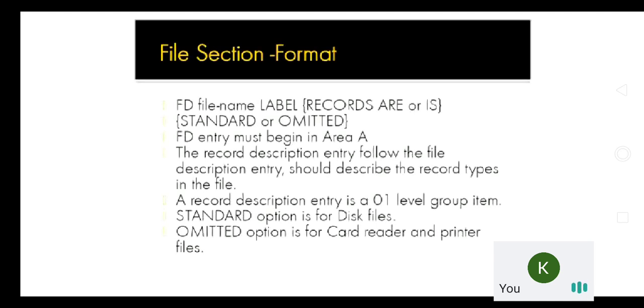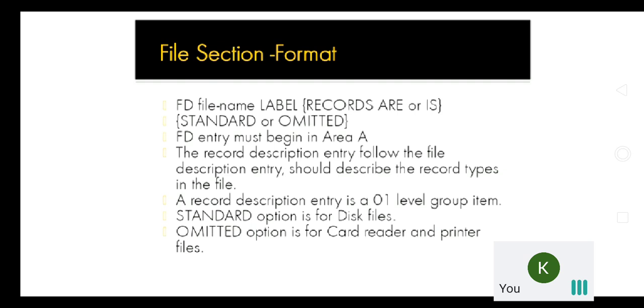Then we have one more rule, similar to the level numbers rule. We always mention the level number 01 in margin A or area A. Similarly, whenever you mention the FD entries, they must be in margin A or area A. So that's the important rule that we have. The record description entry is a 01 level group item. That's what they are defining over here.